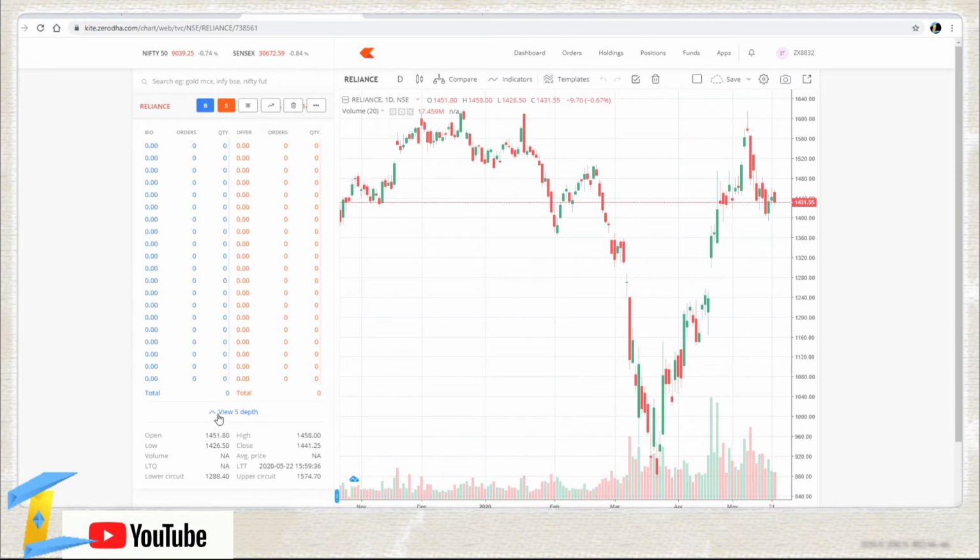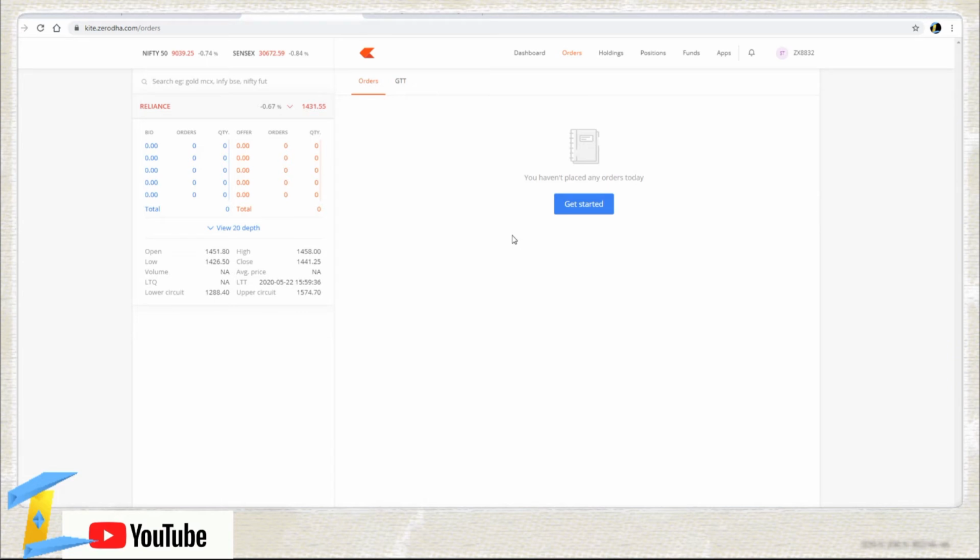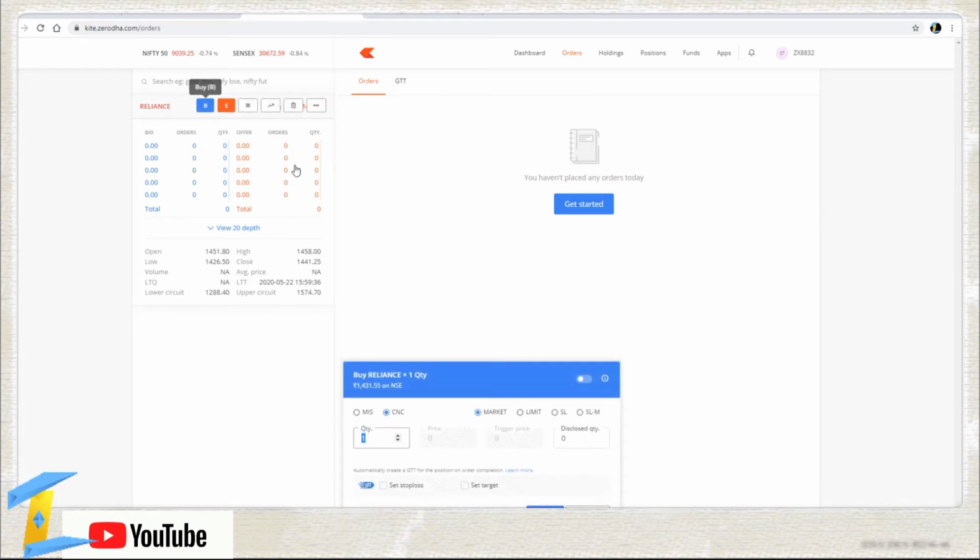So let's assume we have decided to buy this at 1400, 10 stocks, round off. How do we make a buy? The moment you go and see your order book page, it shows pretty empty. So I want to now place a buy order, so I click on buy.